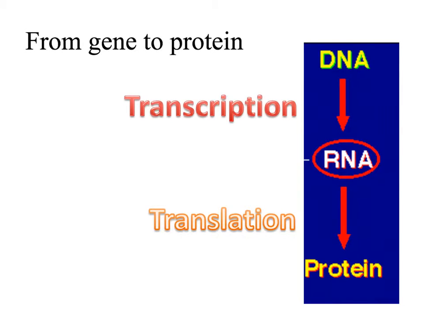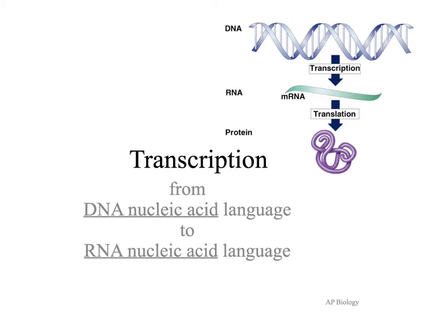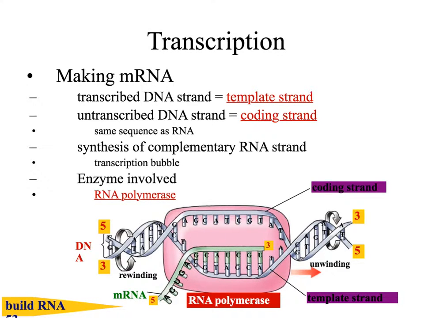Okay, so this podcast is on eukaryote gene regulation. In order to go into that, we're going to review a little bit on transcription and translation. Just a reminder that when DNA makes RNA, that's called transcription, and when RNA makes a protein, that is called translation. When we're talking about transcription, we're talking about the DNA language of the genes being transcribed into mRNA, which is an RNA nucleic acid language. When cells do transcription, they are making mRNA, messenger RNA.